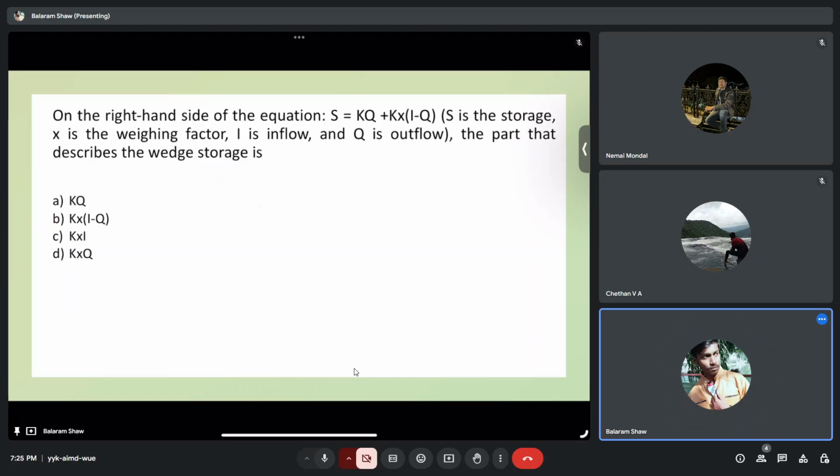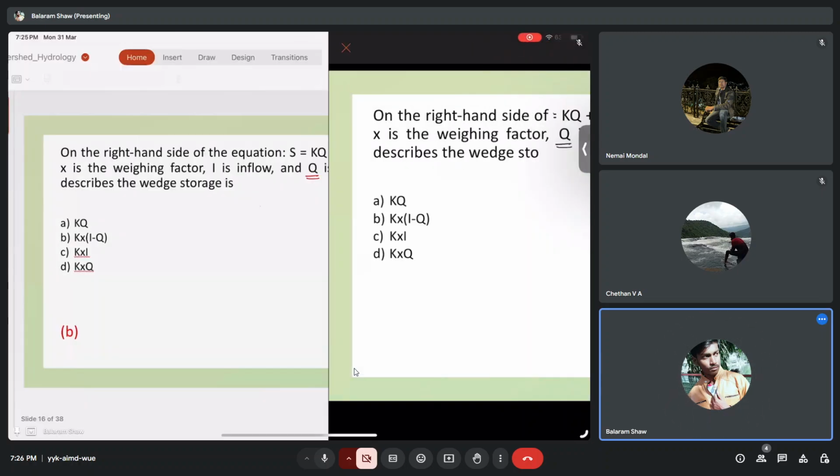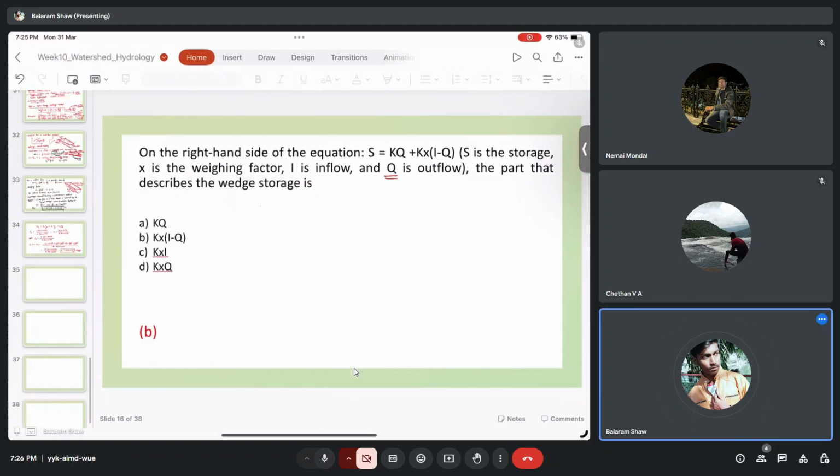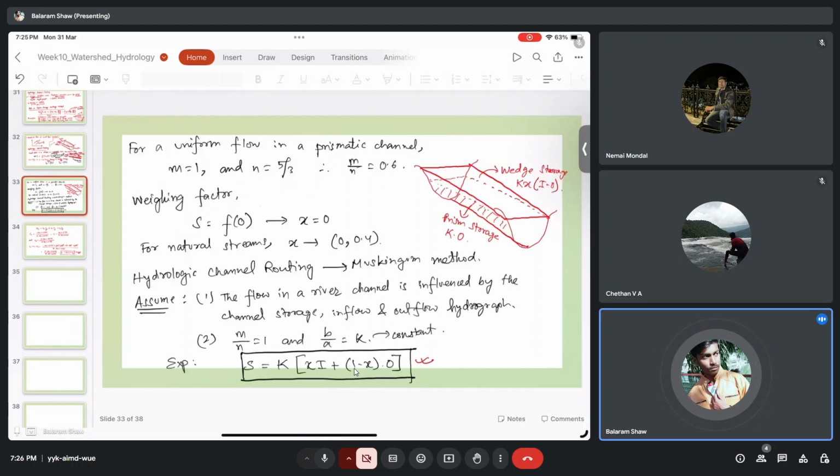Okay. Next question is, on the right hand side of the equation, that is S equals KQ plus KX into I minus Q. Here remember that Q, whatever we have written as O, is the outflow, S is the storage, X is the weighing factor, and I is the inflow. The part that describes the wedge storage, we have seen that, right? Here, you see the wedge storage is K into X into I minus O.